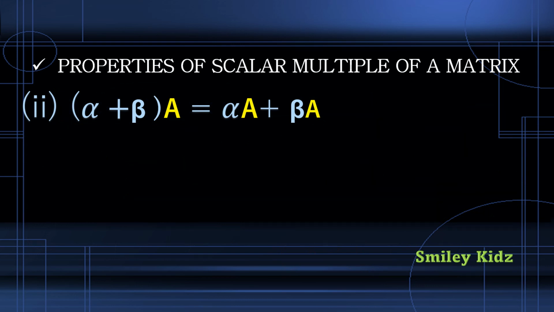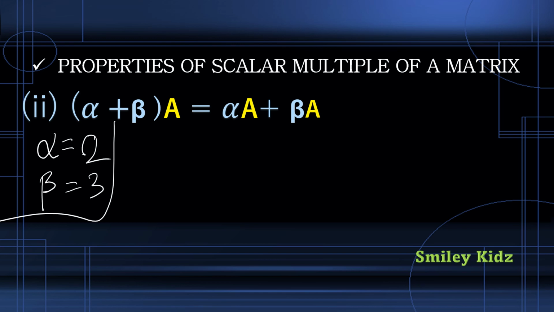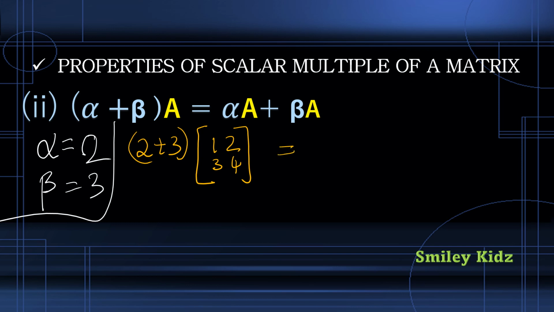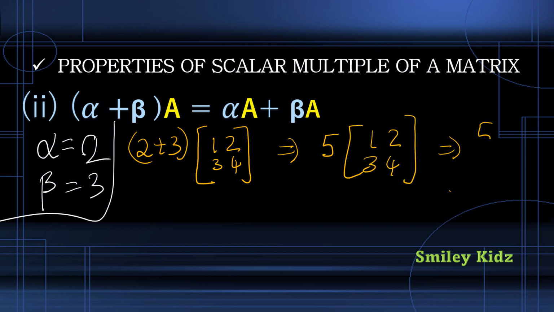Moving ahead, we have alpha plus beta into A is equal to alpha A plus beta A. Here I'm going to take alpha as 2, beta as 3, and the matrix we're going to substitute is 1, 2, 3, 4 again. So 2 plus 3 in brackets, into 1, 2, 3, 4. This gives us 5 into 1, 2, 3, 4, which is 5, 10, 15, 20. So this is our result 1.